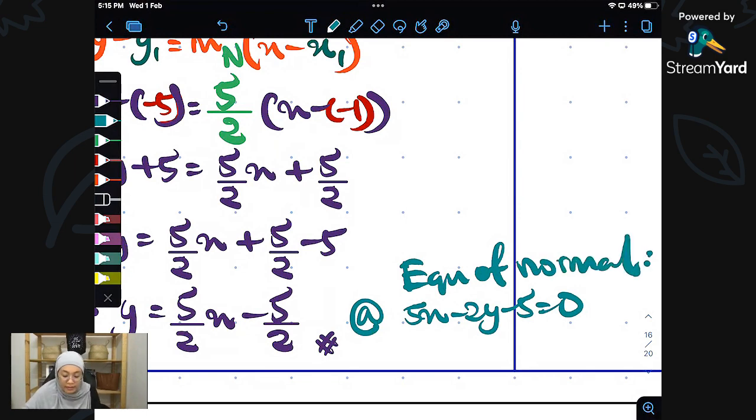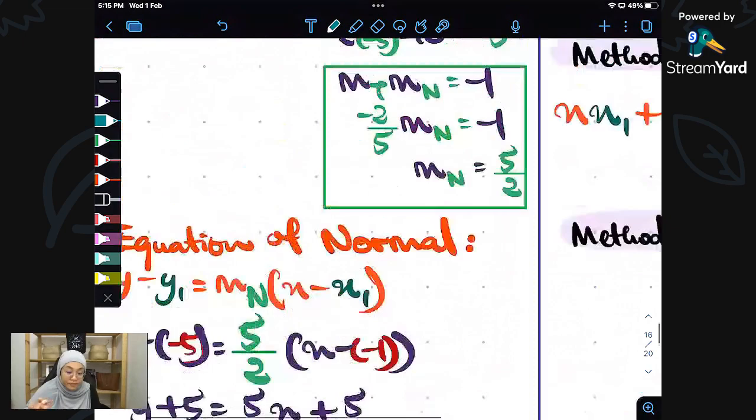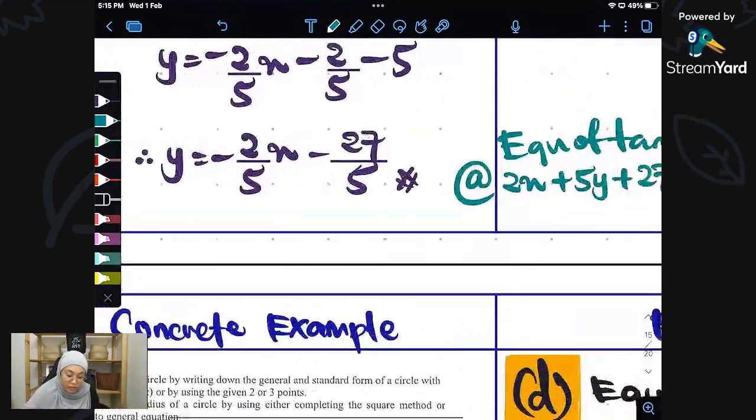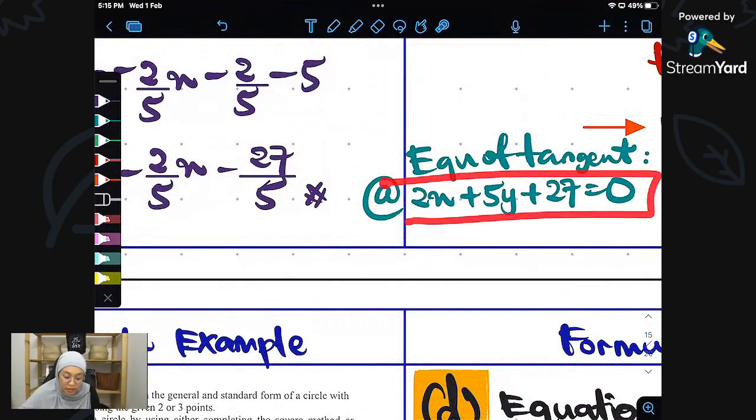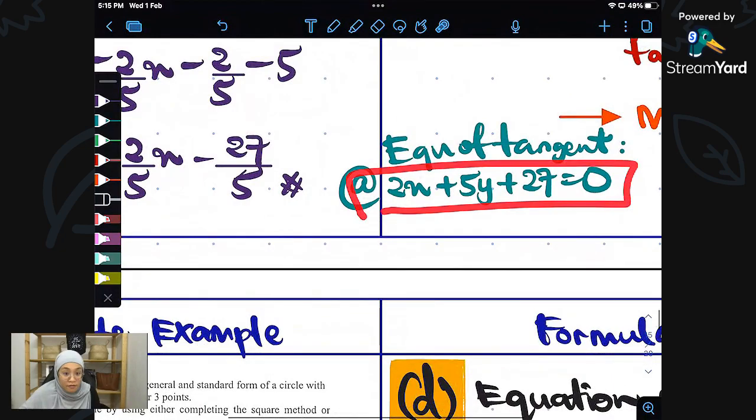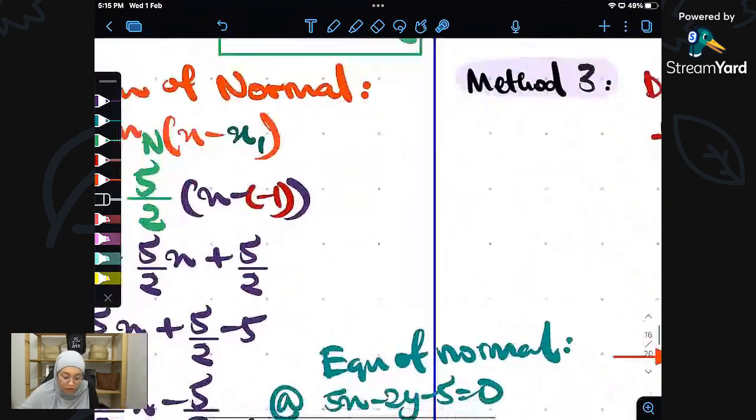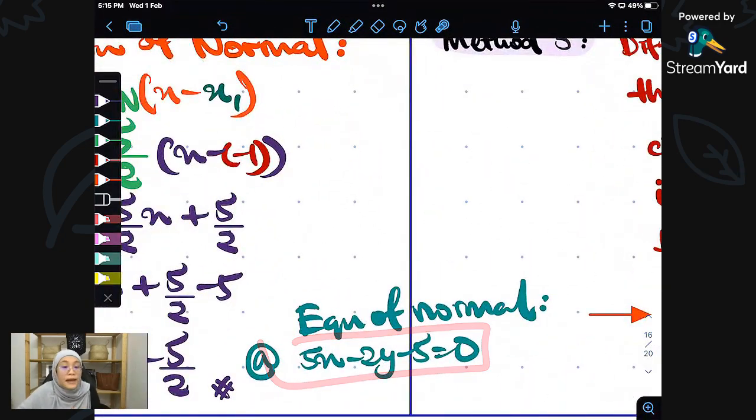So is it the same as the equation of tangent above? Have a look at this equation of tangent. The equation of tangent is different from this equation of normal, not the same at all. Because why? Because they have different gradients.